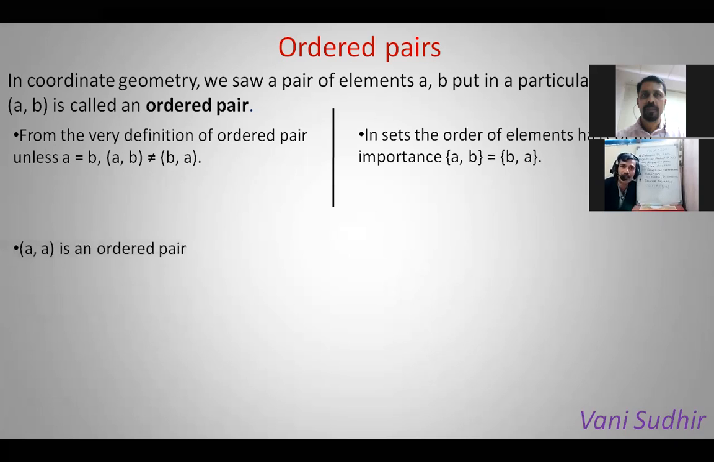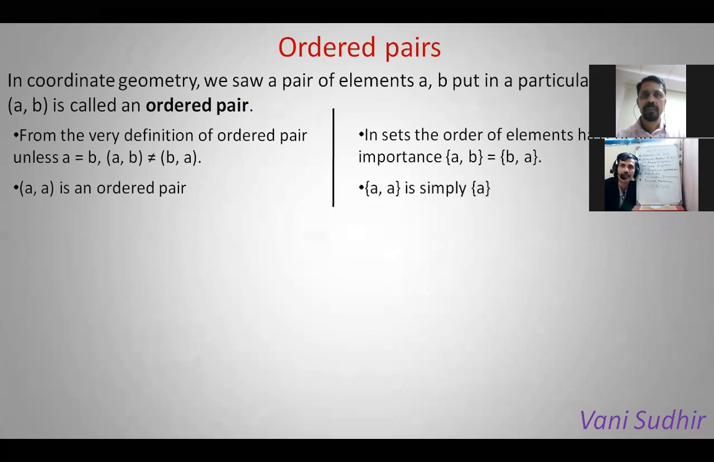And one more thing, in ordered pairs a comma a is an ordered pair. 2 comma 2 will represent one point, 3 comma 3 will represent one point. We have learned that each and every point represents a unique point in the Cartesian plane. Whereas in sets, you can't write 1 comma 1. Repetition is not allowed in sets. Instead of 1 comma 1 or a comma a, you can simply write a itself. That is the difference between ordered pairs and sets.